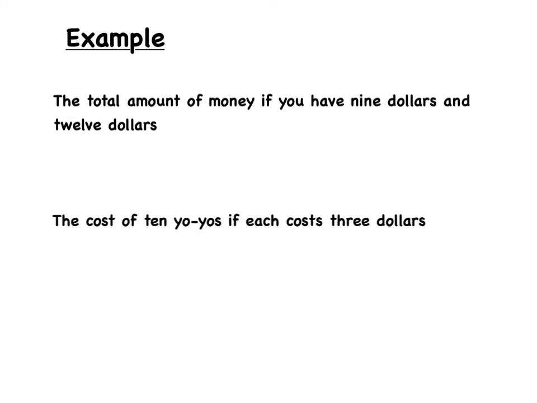of the important information. For example, let's look at the very first one. It says the total amount of money if you have $9 and $12. We want to put this into an expression, so let's look at the most important information. It looks like we're talking about the total amount. That means we're going to be using addition. The next pieces that we need are $9 and $12. So we know that we're going to add the $9 and the $12 together. So the expression we would write is 9 plus 12. That is the expression that we would write for this example.